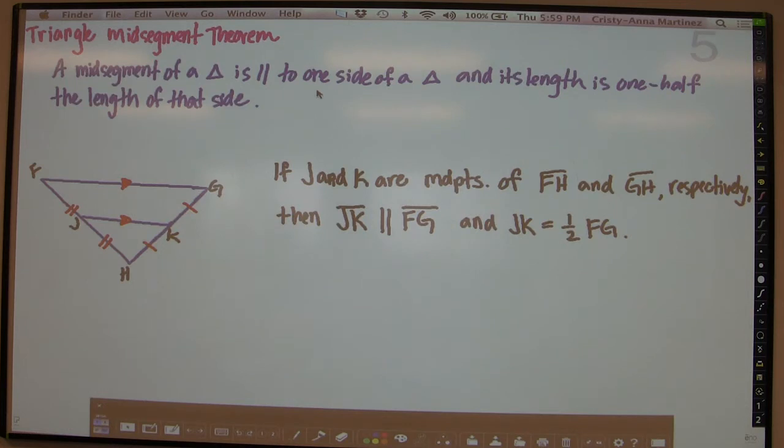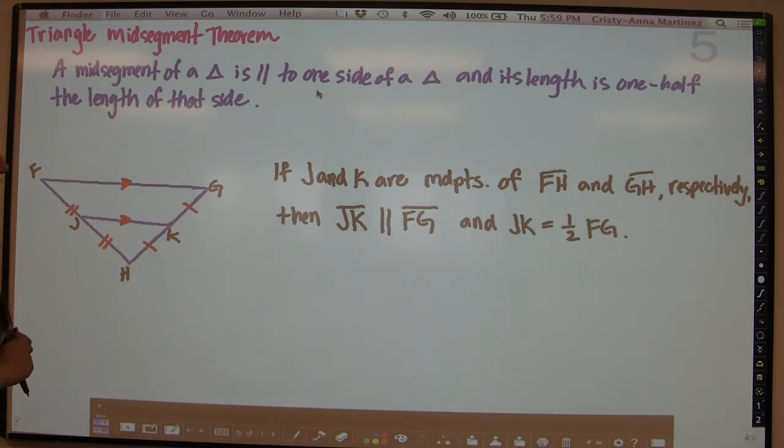So of course, every triangle will have 3 midsegments, but here specifically, we are going to deal with one of them so that we can make this theorem a little bit more straightforward. And it says, a midsegment of a triangle is 2 things.